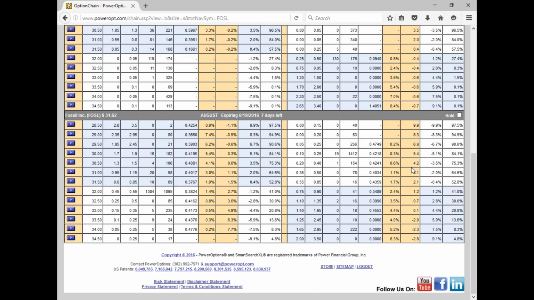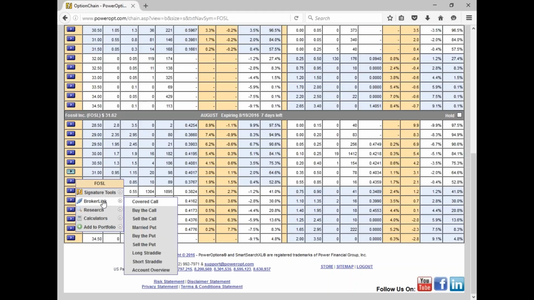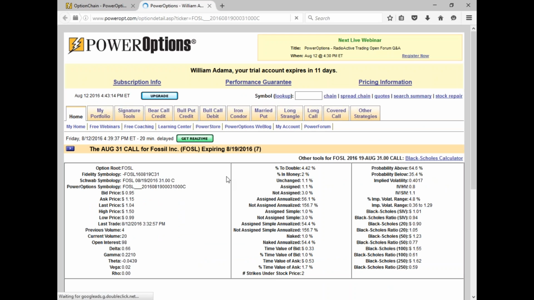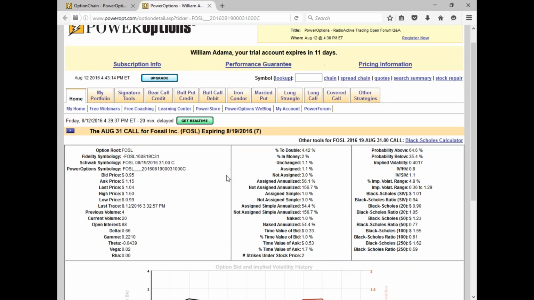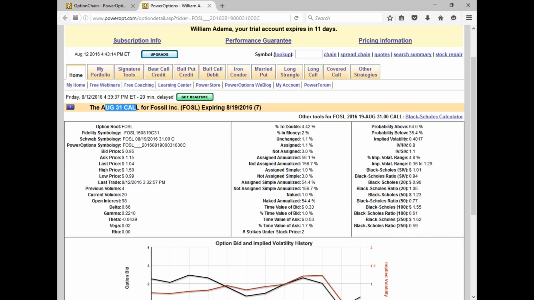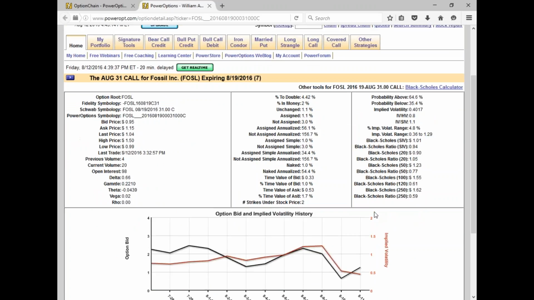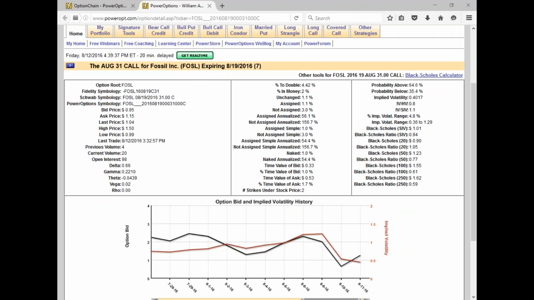Anytime you're looking at an option, whether it was on the search or here on the chain or in any of the other tools, when you click the Edit More Information button next to the position, I can go to Research, and I can go to Call Research. This takes us to what's called the Option Quotes page for the particular August 31st, for the 8/19 expiration, 7 days away, for Fossil.